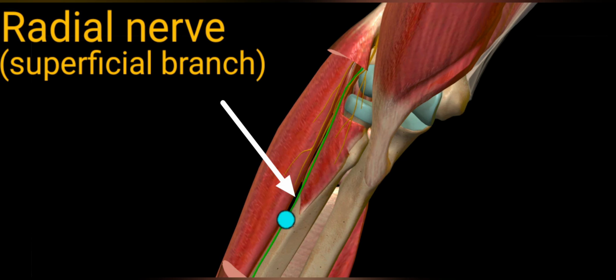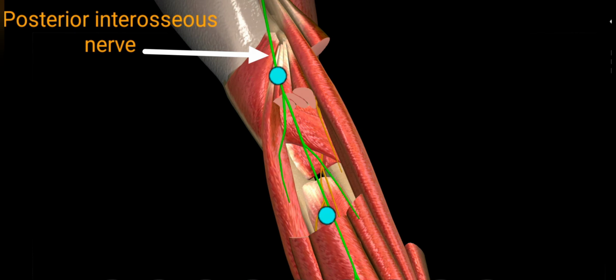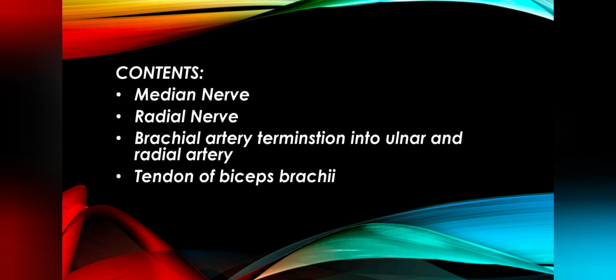The radial nerve in cubital fossa gives its two most important branches. The one lying in front of the elbow is the superficial branch of the radial nerve, and the one lying posteriorly to the elbow is the posterior interosseous nerve, which is the branch of the radial nerve. Hence, the contents of the cubital fossa are median nerve, radial nerve, termination of brachial artery into radial and ulnar artery, and the tendon of biceps brachii.